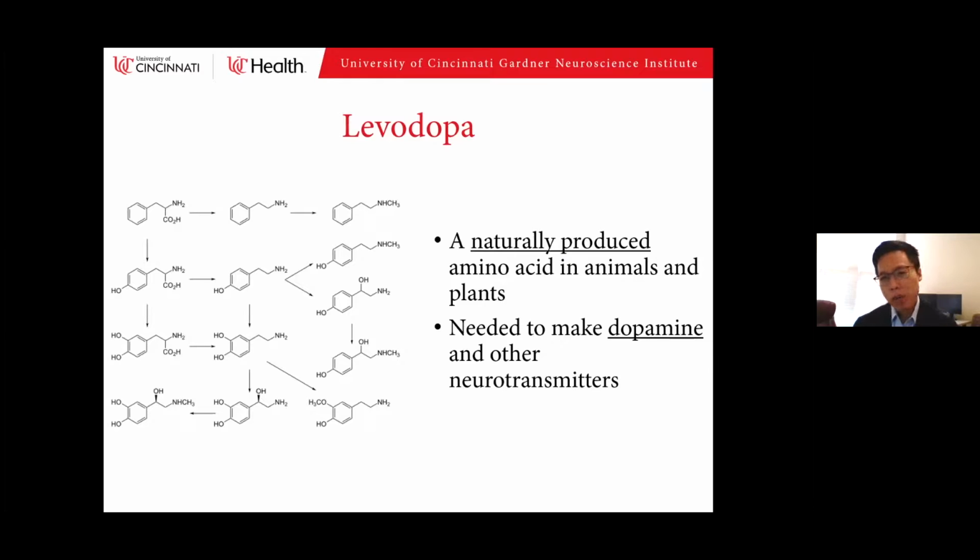So levodopa is a naturally produced compound. It's an amino acid that's naturally produced in plants and animals within the brain. This is a very important compound your brain makes because it's used to make different neurotransmitters or other chemicals in the brain. Relevant to us, that would be dopamine. But it's also used, so sorry about that, it's also used to make epinephrine and norepinephrine, for instance.